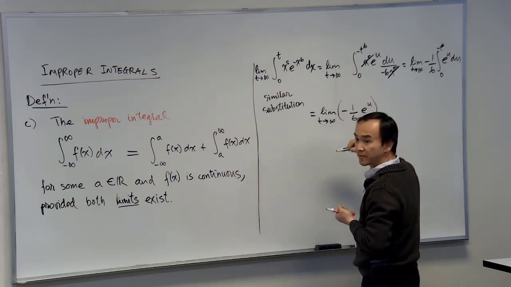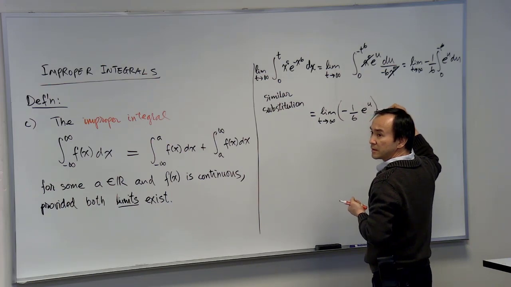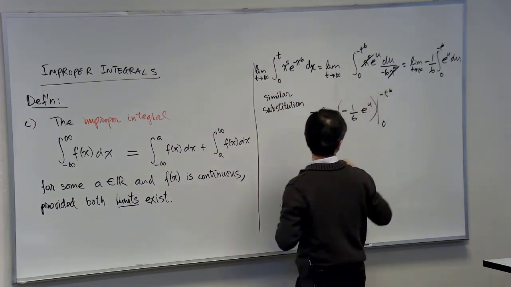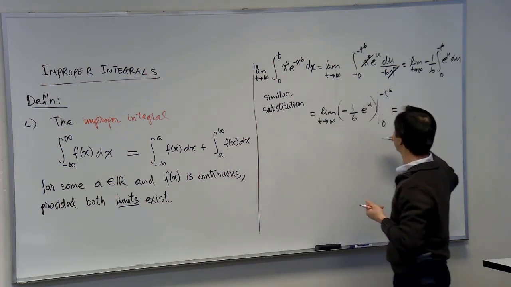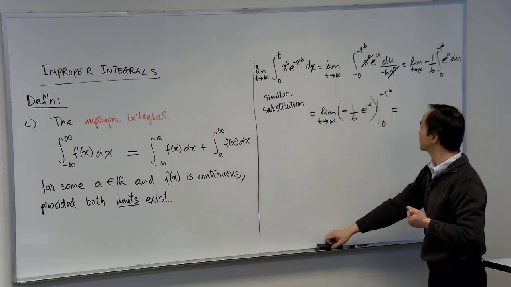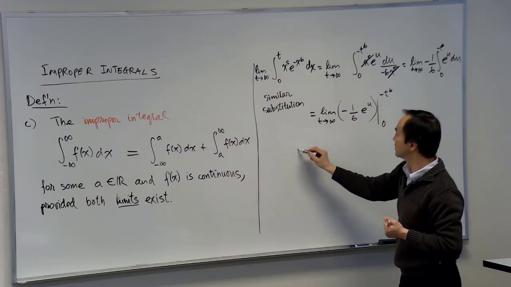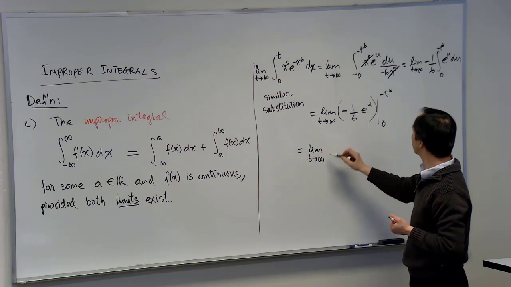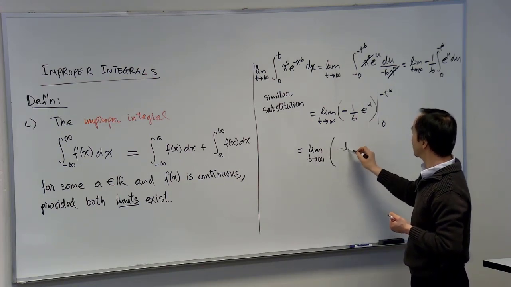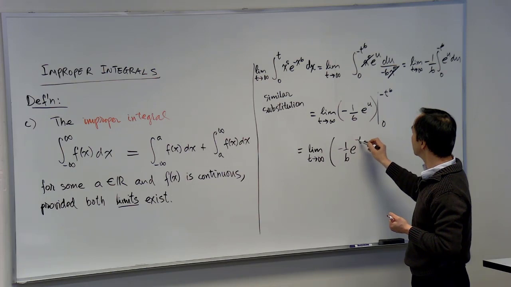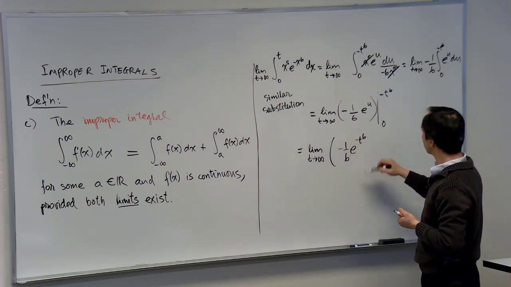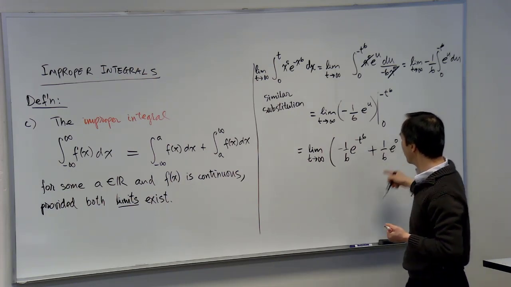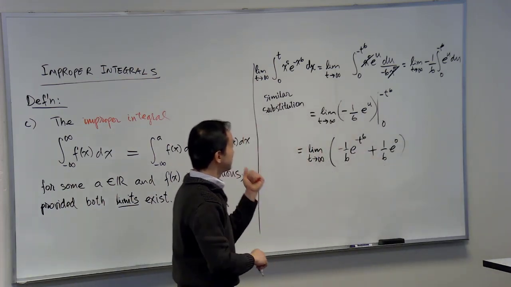We're evaluating that from 0 to minus t to the 6. Okay. So I have that come out as a limit as t goes to positive infinity, minus 1/6, e to the minus t to the 6, then plus 1/6, e to the 0, which is 1 eventually.